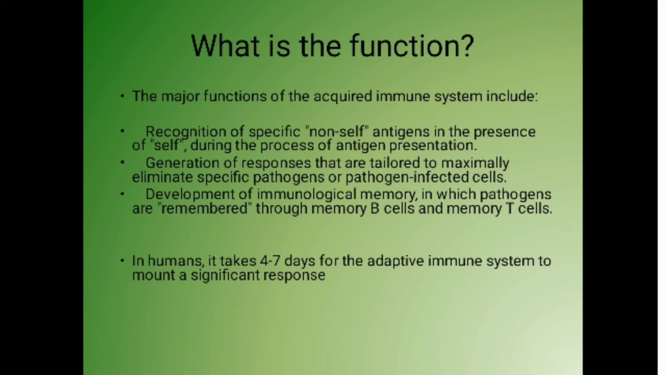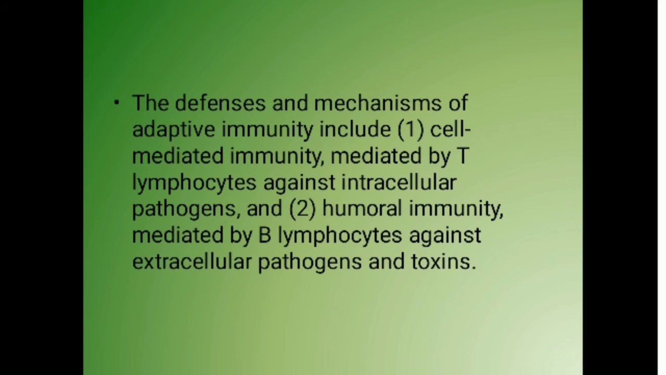In humans, it takes 4 to 7 days for the adaptive immune system to mount a significant response. The defense mechanisms of adaptive immunity include: 1. Cell-mediated immunity, mediated by T lymphocytes against intracellular pathogens, and 2. Humoral immunity, mediated by B lymphocytes against extracellular pathogens and toxins.